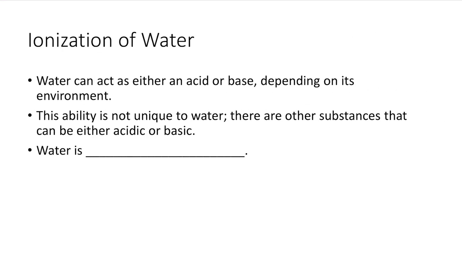As we've seen, water can act as either an acid or a base, and that will depend on the environment it's in. If it's in a basic environment, it will act as an acid. If it's in an acidic environment, it will act as a base. This is not unique to water. A lot of different things, especially multiprotic or polyprotic acids, can act as acids or bases. This is known as being amphoteric.